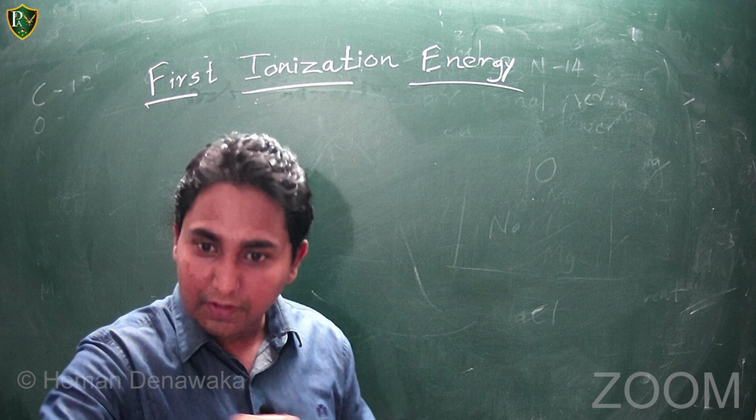Now, what happens when you move down a group? Energy shells are added, right? If you are talking about lithium, you will have how many energy levels? Yes, two energy levels. If you're talking about sodium, you will have three energy levels. And we will be removing one electron from the last energy level.